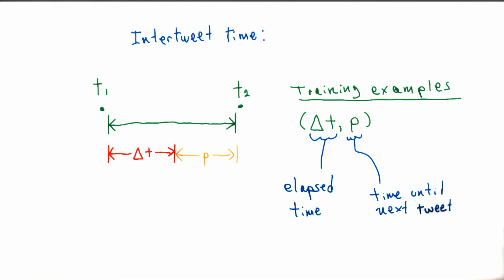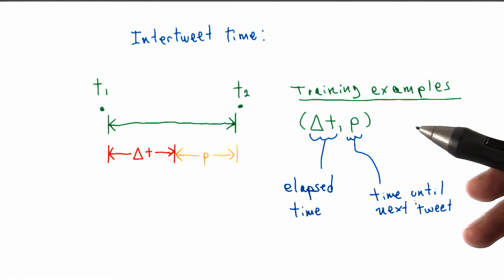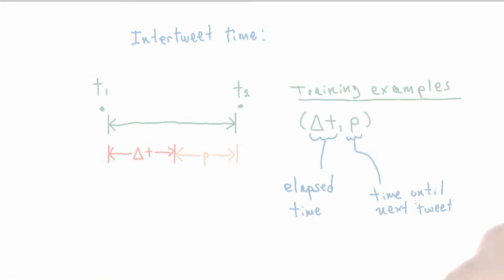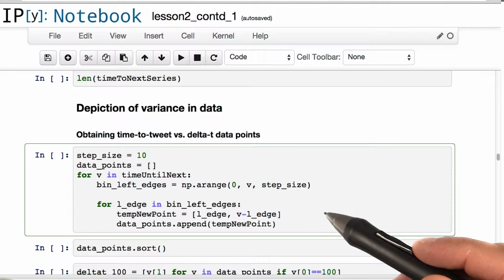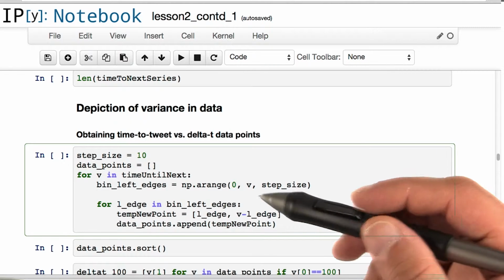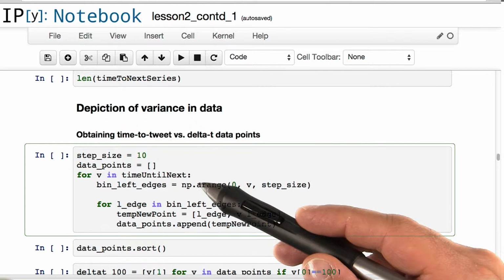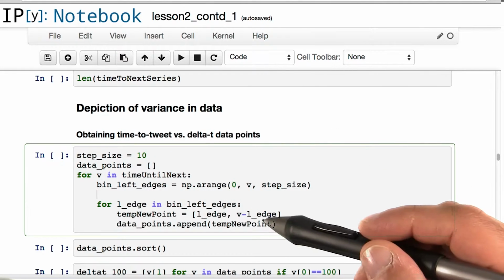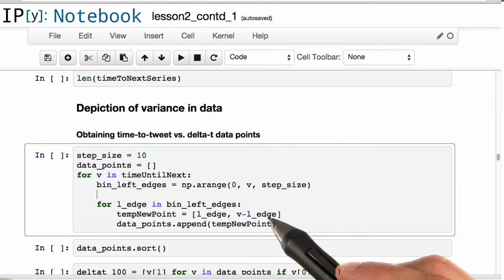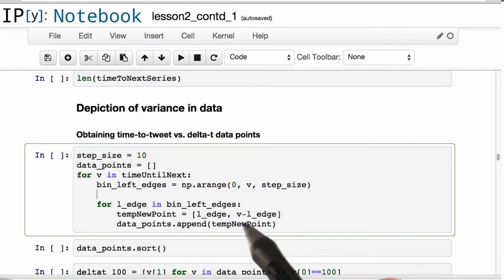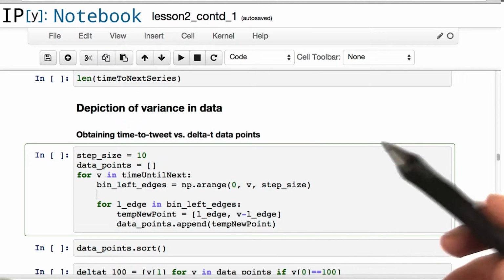To get an understanding of the variance in our data, let's create this training data from the given raw data and then make some graphs. You can see here we're just producing these very same points. From the given raw data in time until next, which is just the time between tweets, we produce a series of more granular points: how much time has elapsed and how much time to go until the next tweet. And we collect them together in the list data points.